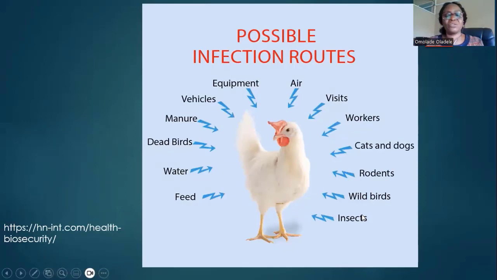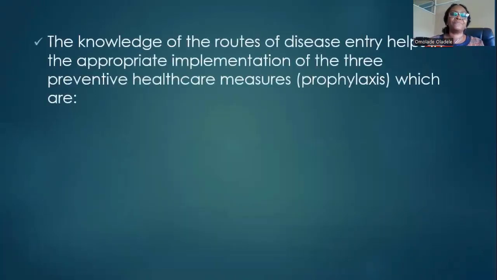Sometimes insects are vectors, and if the farmhouse is not well cleaned after the birds in them have been disposed, they could serve as resident vectors on the pen house. Then the feed itself could be contaminated, as well as water, the dead birds, the manure, and even the vehicles. Sometimes vehicles that bring in feed into the farm. Probably it's gone to another farm to drop feed. It could be a source of entry of disease into the poultry house.